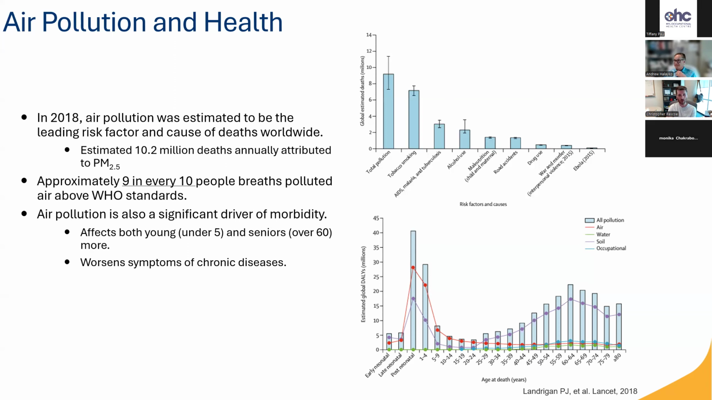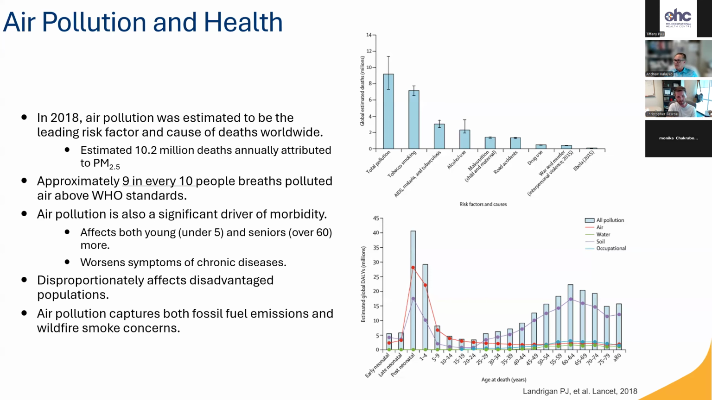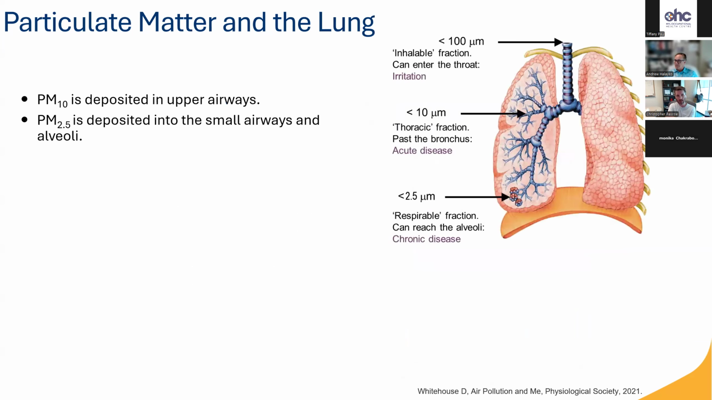But it also affects those with chronic disease. It worsens symptoms of chronic disease. It disproportionately affects disadvantaged populations. So I'll acknowledge, as we had the land acknowledgement at the beginning, that some of the populations in our country that are most affected by these are the indigenous populations, the otherwise unhoused populations in cities, and those that don't have adequate ventilation in their home to escape this type of stuff. They often experience the biggest burden of this. And air pollution as a whole captures both fossil fuel emissions and wildfire concerns. And in Canada, it's the wildfire concerns that I think are top of mind for us.